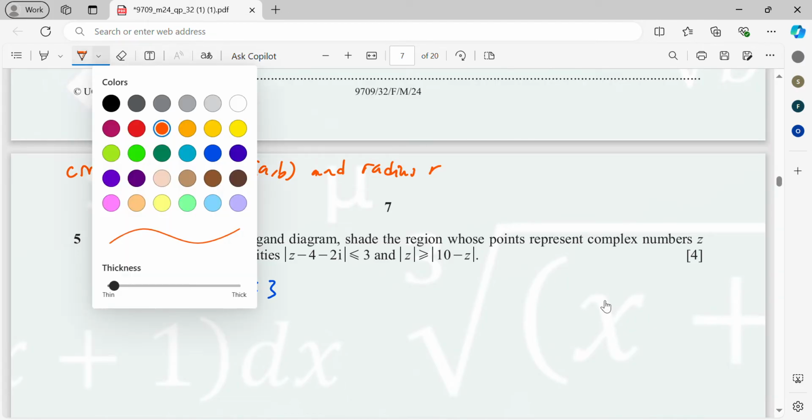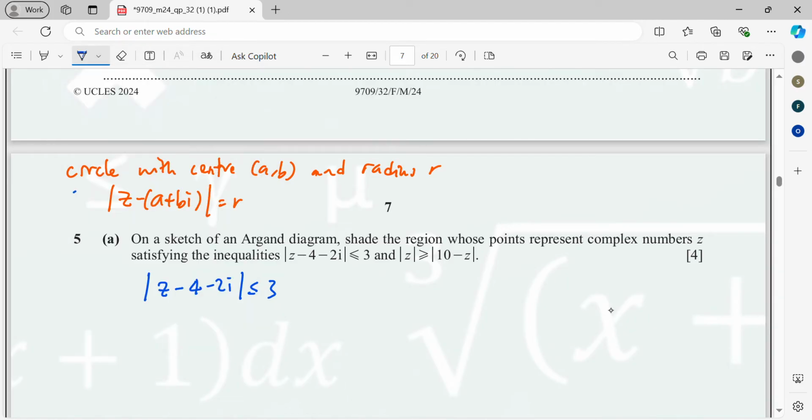Right, so now here I will change to that form, which is modulus z minus bracket 4 plus 2i, less than or equal to 3. So from here I will identify the center. The center of the circle is basically (4, 2), and then the radius is 3.